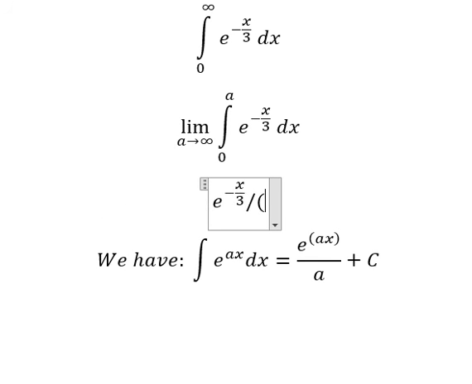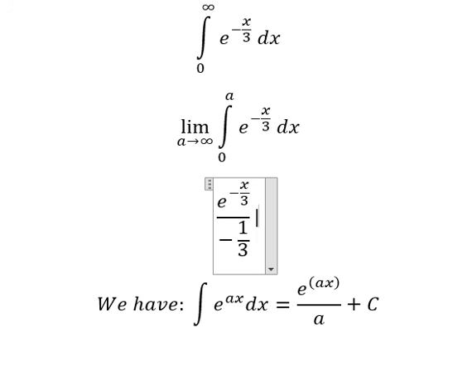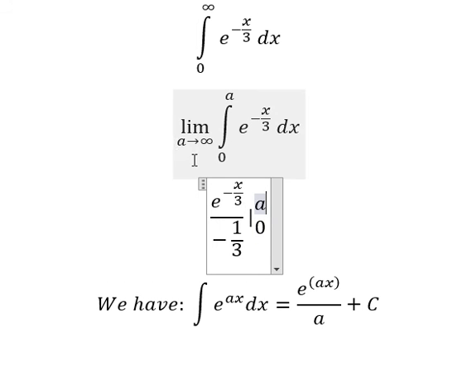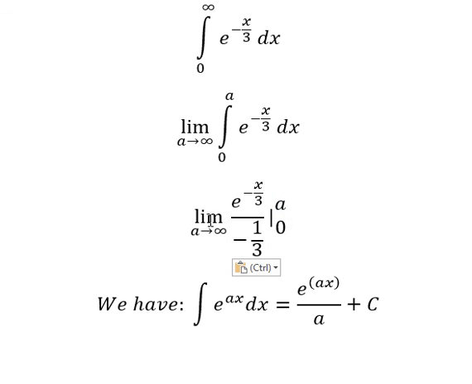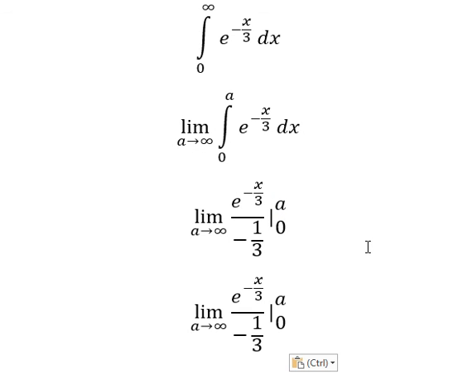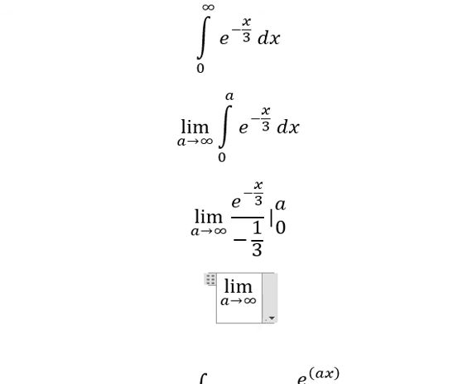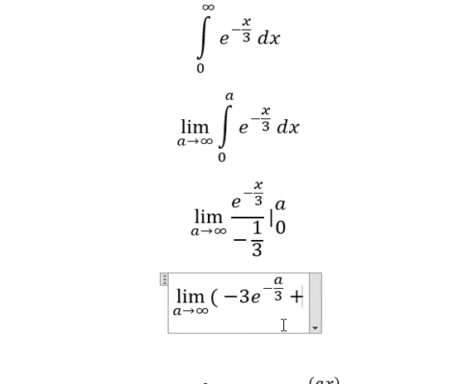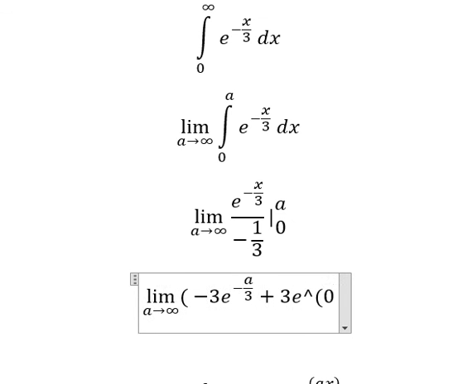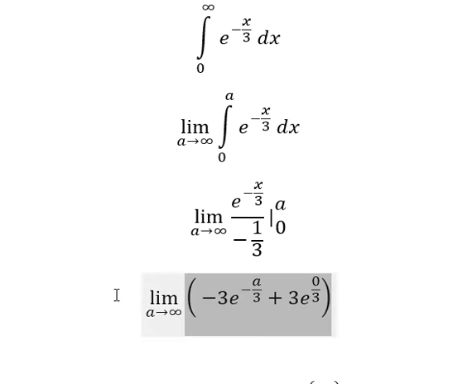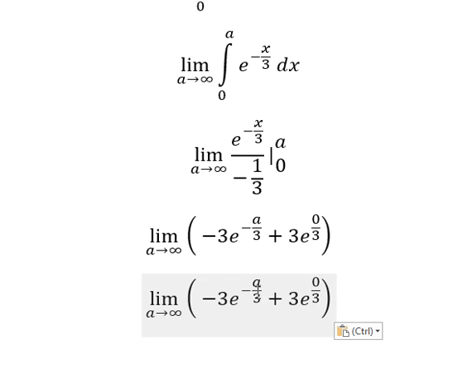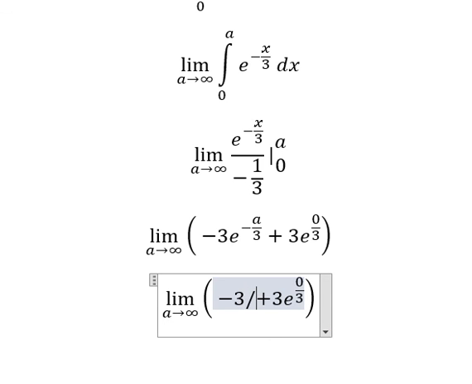over 3, over negative 1 over 3, and we put the bounds from 0 to a, and we have the limit going here. So we put a and number 0 going here. So we know that this one is a negative power, so we can put it like this.